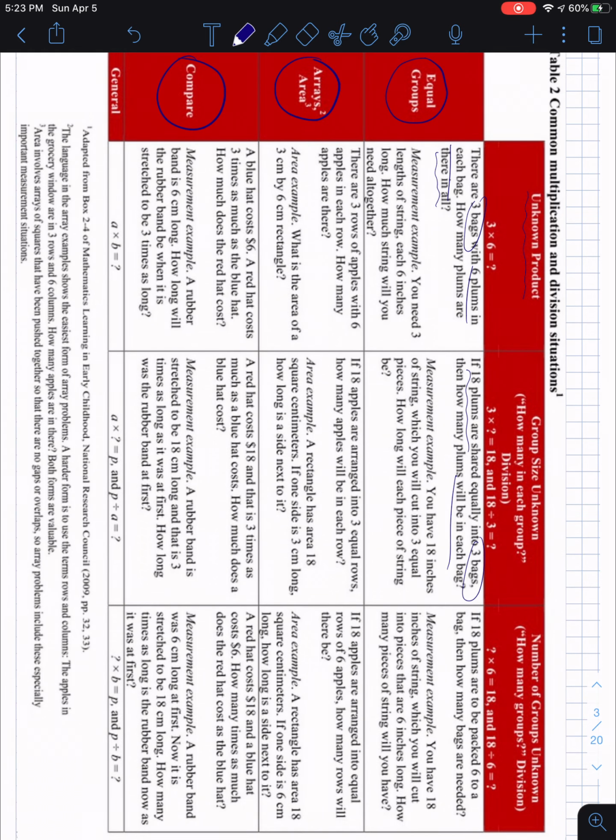So the first one is the product is unknown. So we don't know how many in all. The second is the group size is unknown, so how many in each group. And then this one is the number of groups unknown. So the multiplication context really deals with this first set, the unknown product. The others are really dealing with a missing factor, which means that we're talking about division. And we'll get back to those contexts in a little bit.